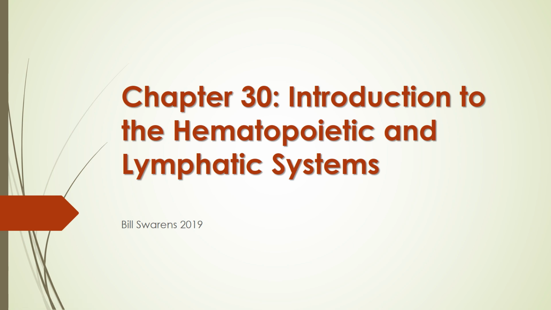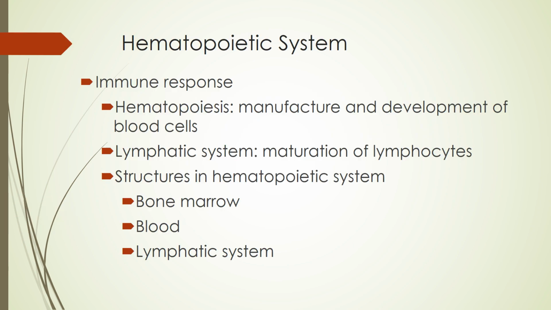Chapter 30, Introduction to the Hemopoietic and Lymphatic Systems. The hemopoietic system is the immune response and hemopoiesis, the manufacture and development of blood cells. The lymphatic system matures the lymphocytes. The structures of the hemopoietic system are the bone marrow, blood, and lymphatic system.